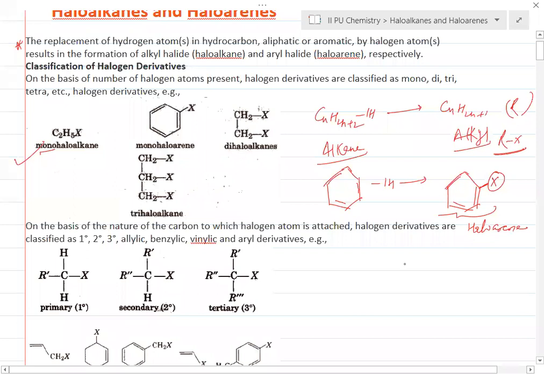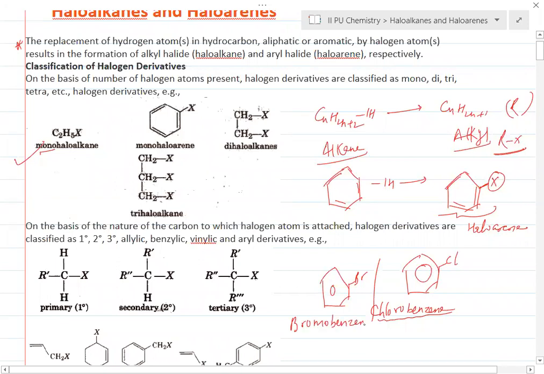For example, in the benzene ring, which you can write like this also, suppose chlorine is there. Here the IUPAC nomenclature is haloarene, so it is called chlorobenzene. Is it clear? Suppose with this benzene ring bromine is there, what would be its name? Bromobenzene.